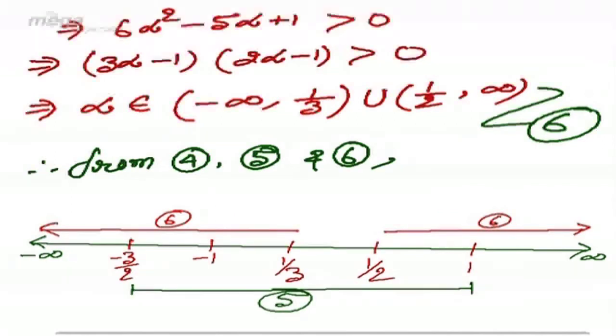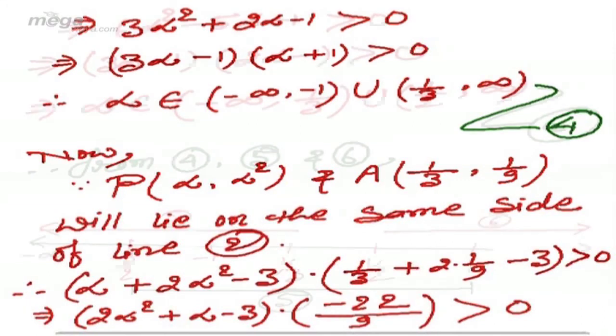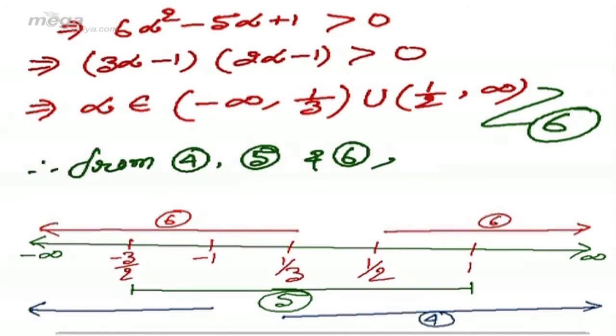And now I am writing the fourth one. Fourth one is minus infinity to minus 1 union 1 upon 3 to infinity. So minus infinity to minus 1, and 1 by 3 to infinity. This is the fourth one. Now in all of these fourth, fifth and sixth, we will find the common region: minus 3 by 2 to minus 1 and half to 1. And for all of these, we will use the open bracket.